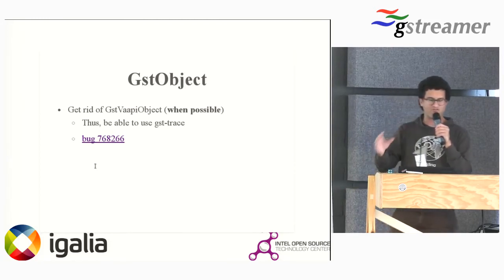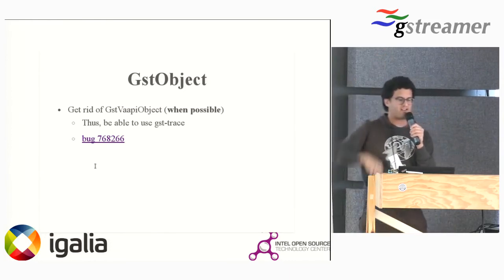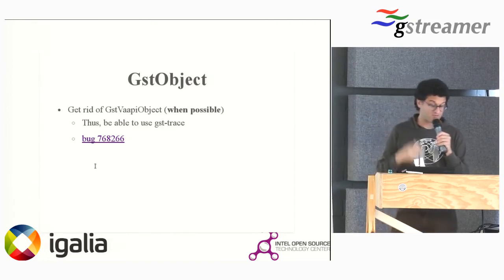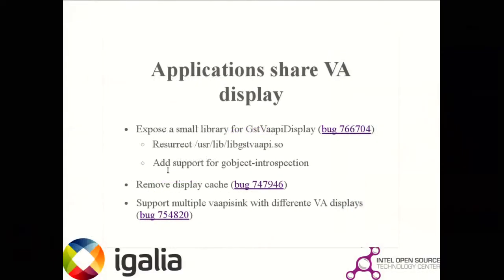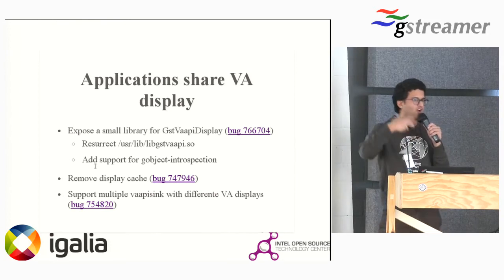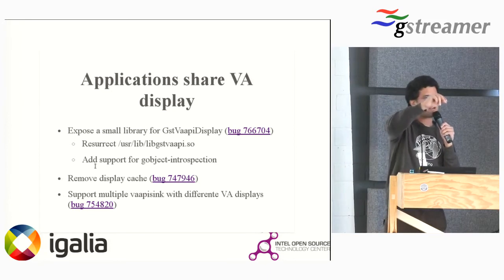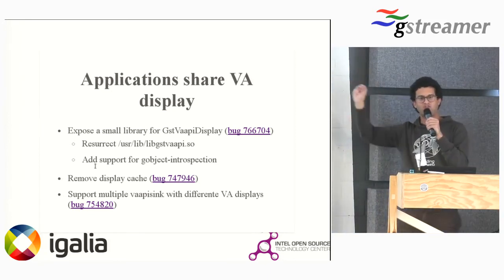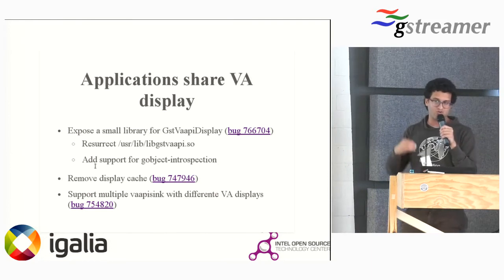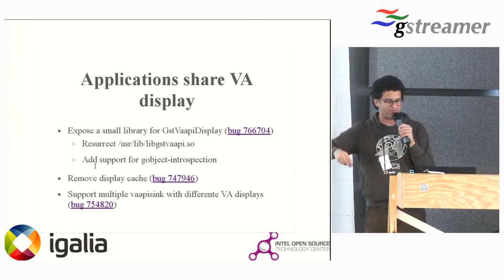Nowadays, there's a bug for transforming the display, the most important base class we are using, into a GstObject and exposing it for this other future work, which is to share the VA display. Several users need to create their own VA display and share it with the pipeline. They want to say, this VA sink I want to use this VA display, and this other sink I want to use this other display, so I can composite on my own. So we have to add a way for the pipeline to receive the VA display in the GstContext and use that display for that part of the pipeline.